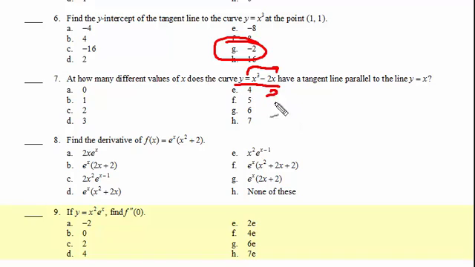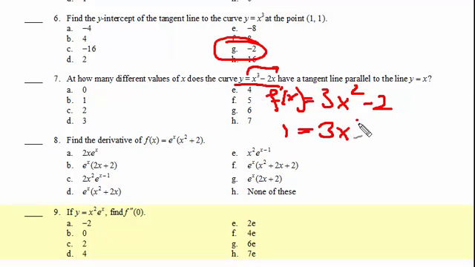Okay, well, so f prime of this one is what? f prime of x. This terrible handwriting is because I'm just doing this with the mouse here. So it's 3x squared minus 2. And now the question is, at how many points does this equal 1? 3x squared minus 2. And so then you have to reformat that into 3x squared minus 3 equals 0.